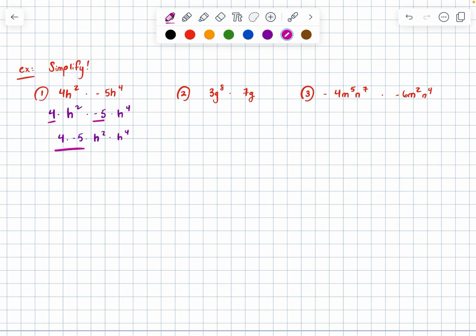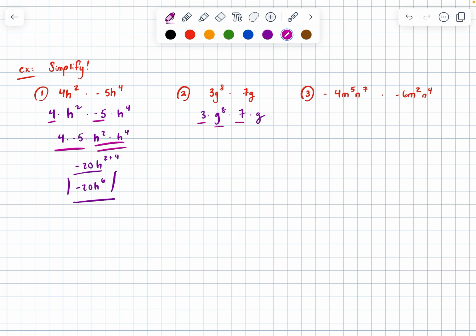For my first chunk now, I'm home free. Well, 4 times negative 5, that's equal to negative 20. And then I've got h squared times h to the 4th. That's h to the power of 2 plus 4, which is h to the power of 6. Negative 20h to the 6th is my final answer. For number 2, same idea. Let's chunk it. I've got 3 times g to the 8th times 7 times g.